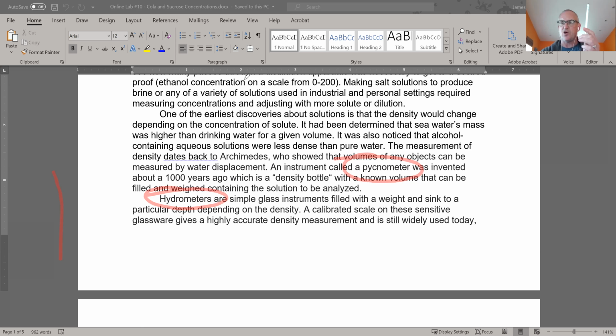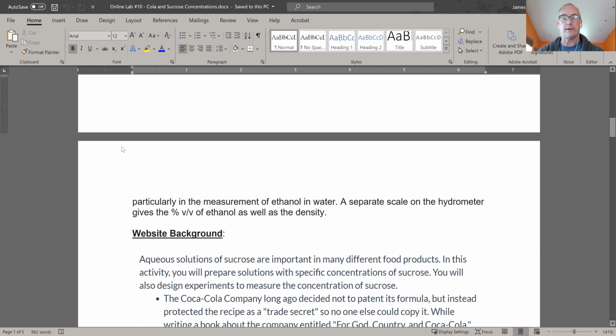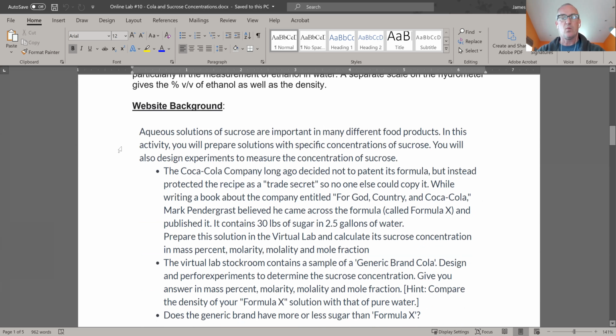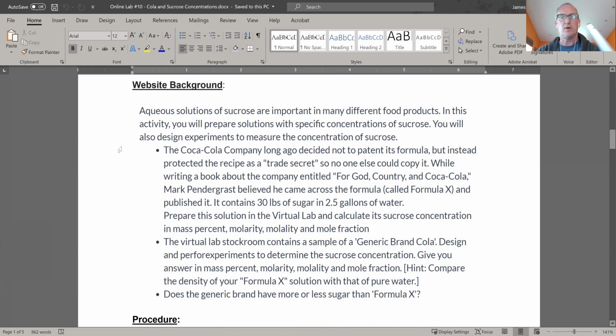If anyone's made homemade beer, you get one of these in order to figure out how much alcohol is in your beer at the end. So they're still used to this day, and they're pretty accurate. That's called a hydrometer. So why don't we go to the website?